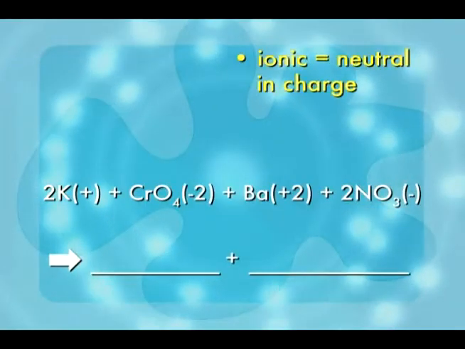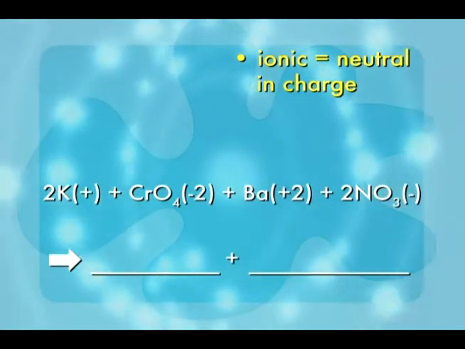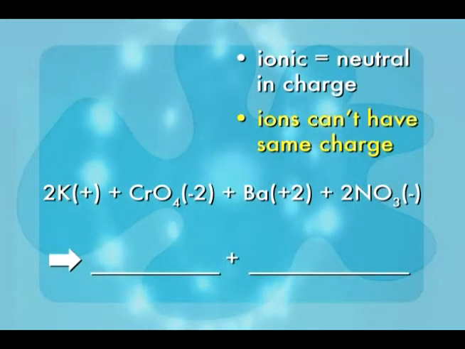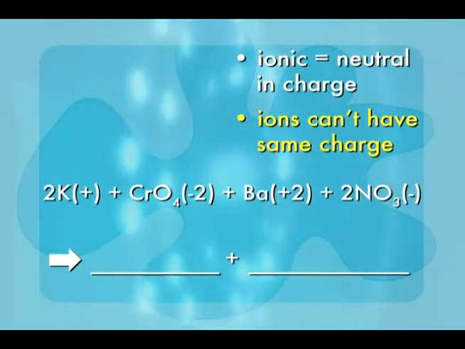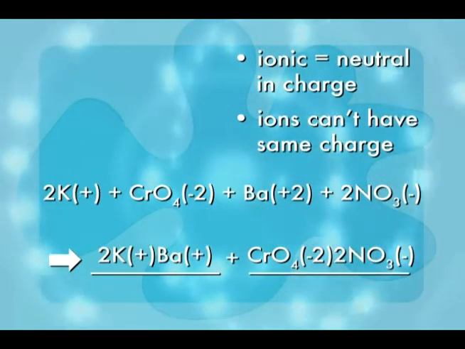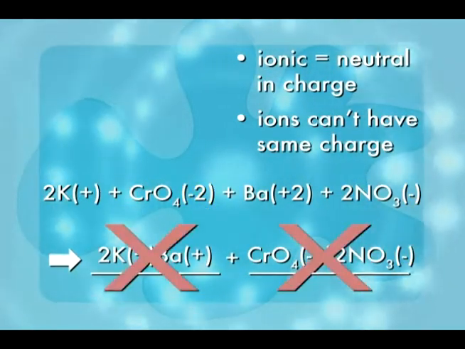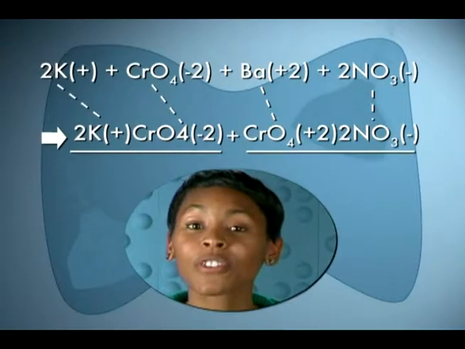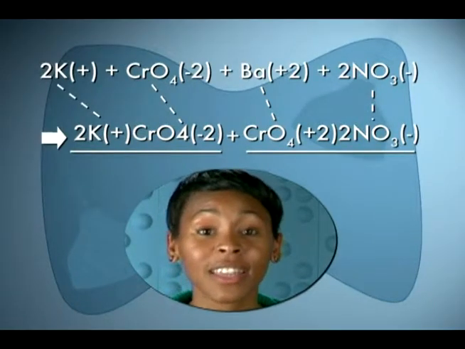First, remember that ionic compounds have to be neutral in charge. That means the two bonding ions can't have the same charge. So you know all the pairs will include a positive ion and a negative ion. We can break the equation down and match up pairs of positive and negative ions.